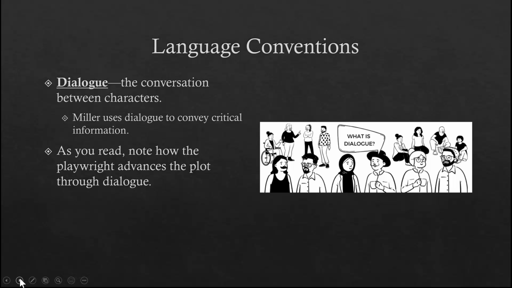Now, in terms of language conventions, I mentioned this before, but dialogue is a conversation between characters. Miller uses dialogue to convey critical information. So as you read, note how the playwright advances the plot through dialogue. So how does the dialogue move us, for example, from scene to scene or from issue to issue? How important is this dialogue?